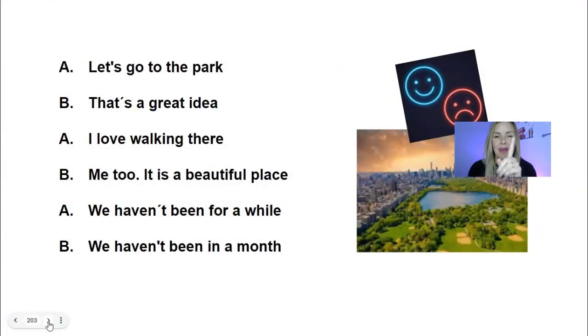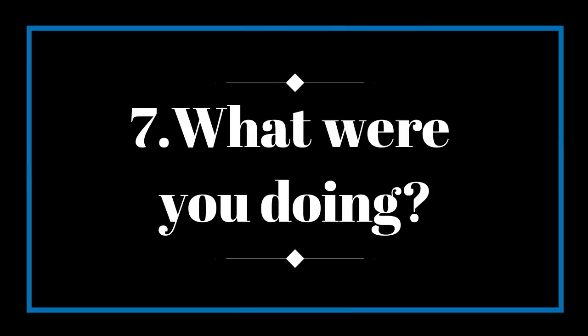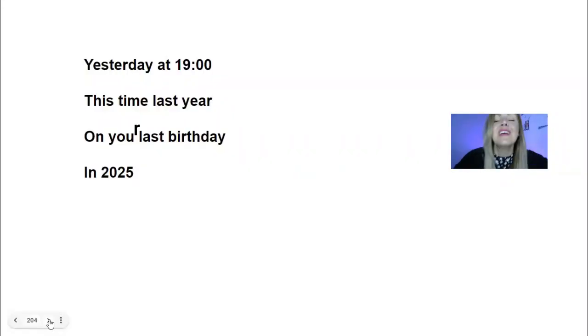So try it, believe me, it's a fun one. For activity number 7, we've got what were you doing? Although you can use this for the future or for the present as well. So you've got some times there: yesterday at 7, this time last year, on your last birthday, and the students need to come up with questions.